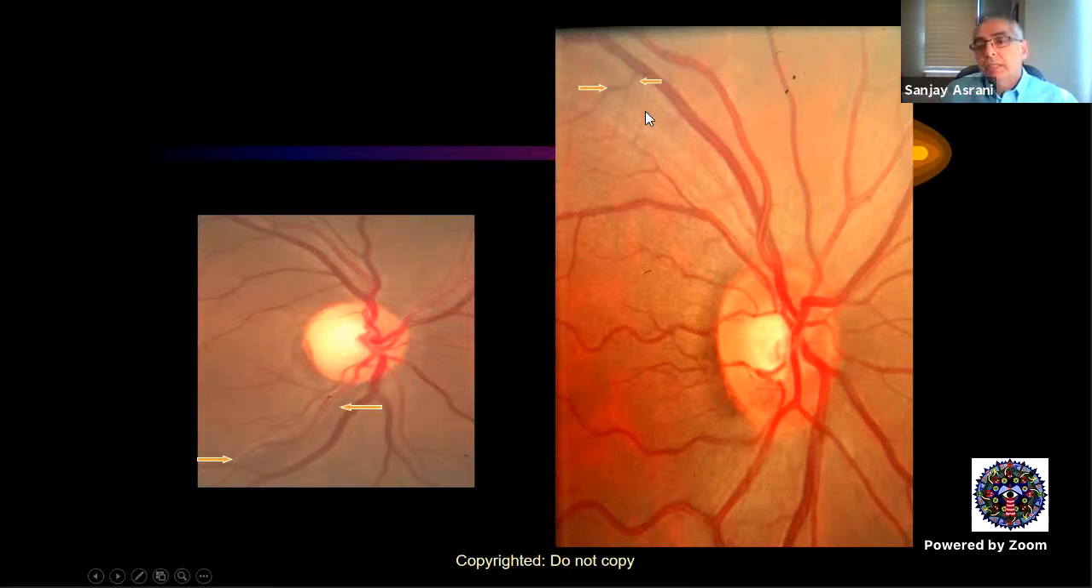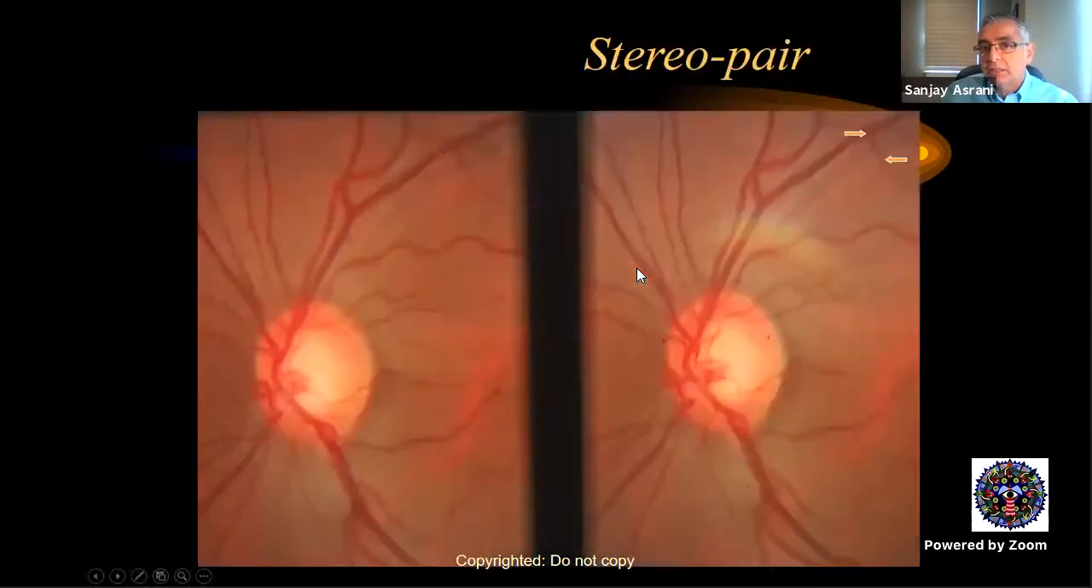What I want you to pay attention to is the fact that it is a 3-dimensional tissue defect. The blood vessel dips in and comes out. The blood vessel is going in and coming out. This 3-dimensional nature of the nerve fiber layer defect confirms that it is indeed a nerve fiber layer defect and not a striation. And this can be seen very nicely using a dilated exam and a 78 diopter lens.